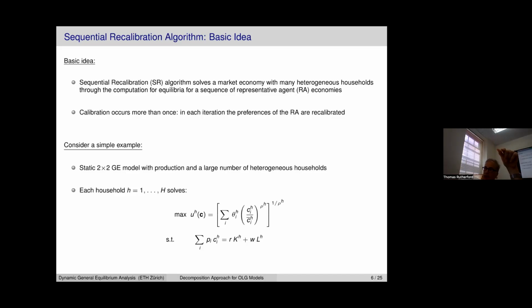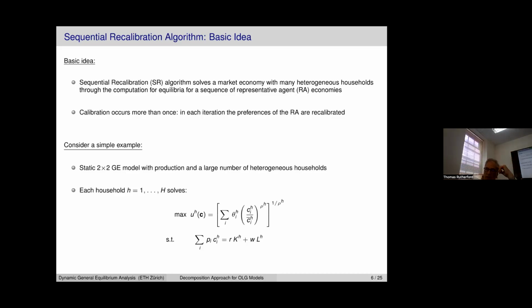And then that calibration will be repeated to the point where we have consistency between the representative agent model preferences and the household model. Because if indeed at the given candidate prices, the representative agent demand is the same as the household demand, you are in equilibrium. So this will make it possible to separate out the demand response of the households, which is then completely separated from the demand response of the representative agent. So let's look at an example.